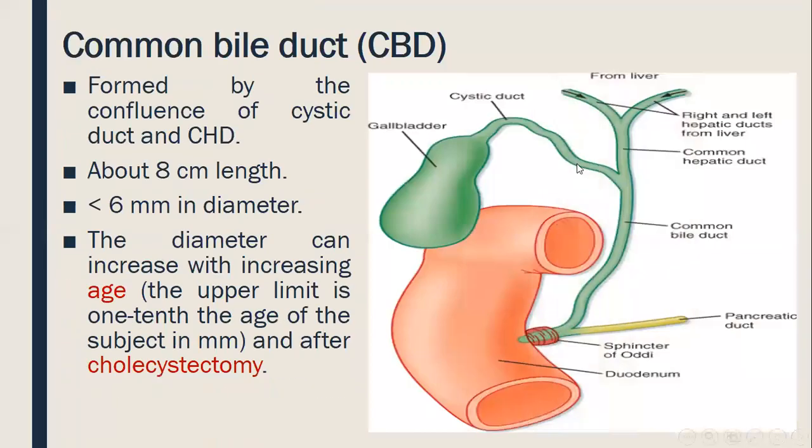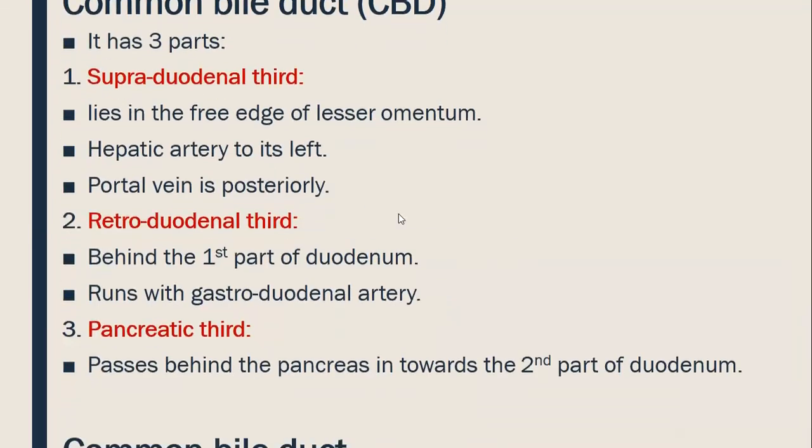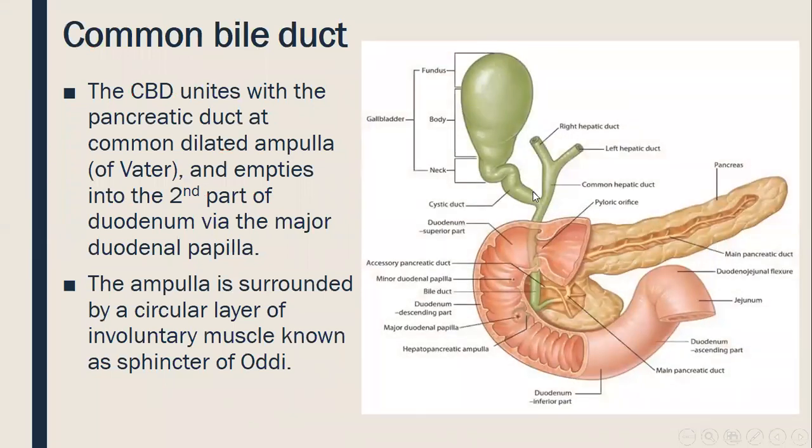The common bile duct is formed by a union of the cystic duct and the common hepatic duct. This is usually 8 centimeter in length and less than 6 millimeter in diameter. The upper limit will be 1/10 the age of a subject in millimeter, or also an increase in diameter after cholecystectomy. The common bile duct has 3 parts. We have the supraduodenal part, which is the first part formed by the union of cystic duct and common hepatic duct. The retroduodenal part is posterior to the first part of the duodenum and runs with gastroduodenal artery. And we have the third part, which is called the pancreatic part. It is a common channel that opens to the major duodenal papilla.